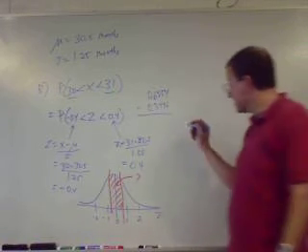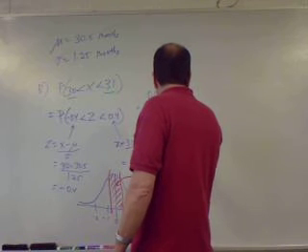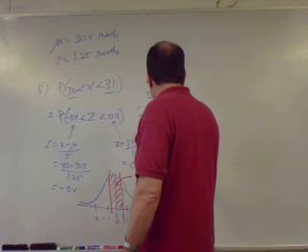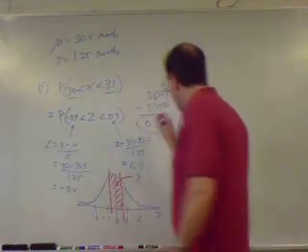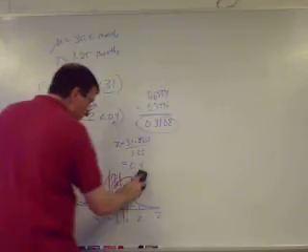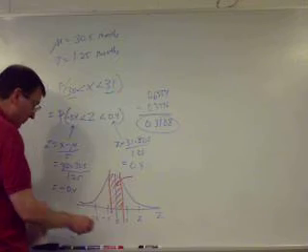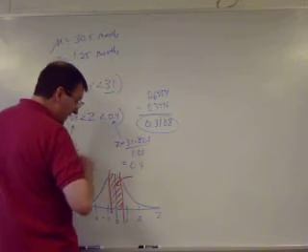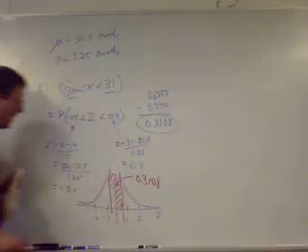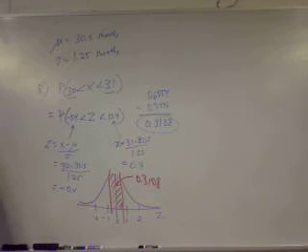So I subtract these, and I get 0.3108. Okay. So the answer is 0.3108. That's the answer. That's the probability that a randomly selected dom-dom has a lifetime between 30 months and 31 months.